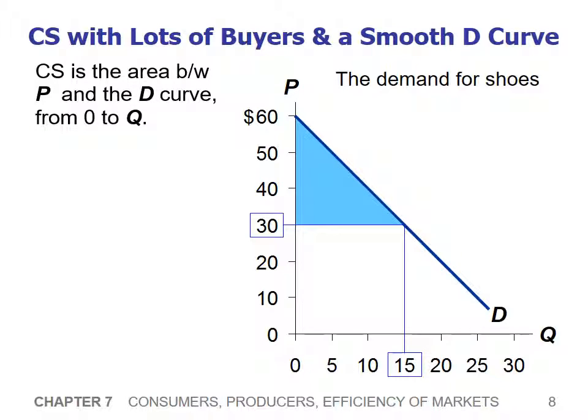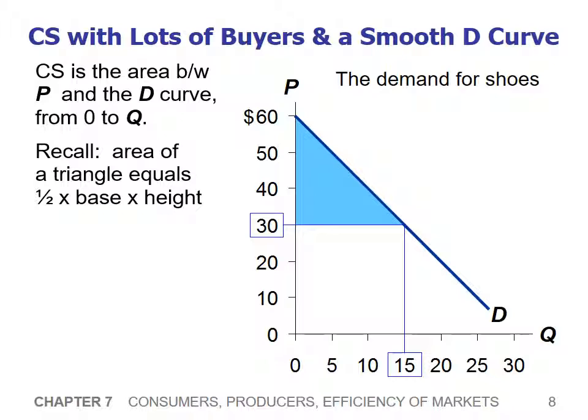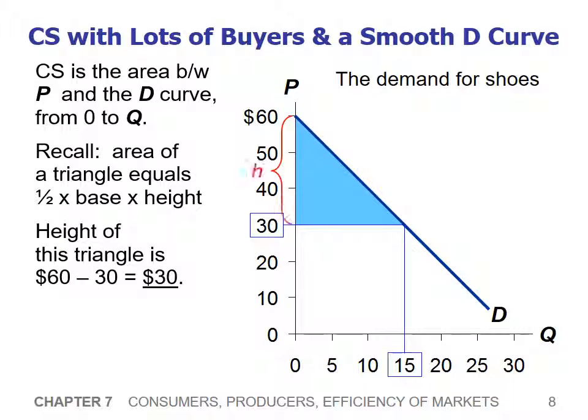How do you calculate this area? Recall that the area of a triangle is half times base times height. So the base is 15,000, or 15, we'll ignore the 1,000 here, and the height is 60 minus 30. So the area is half times base times height, which is half times 15 times 30, which is 225, or $225,000.